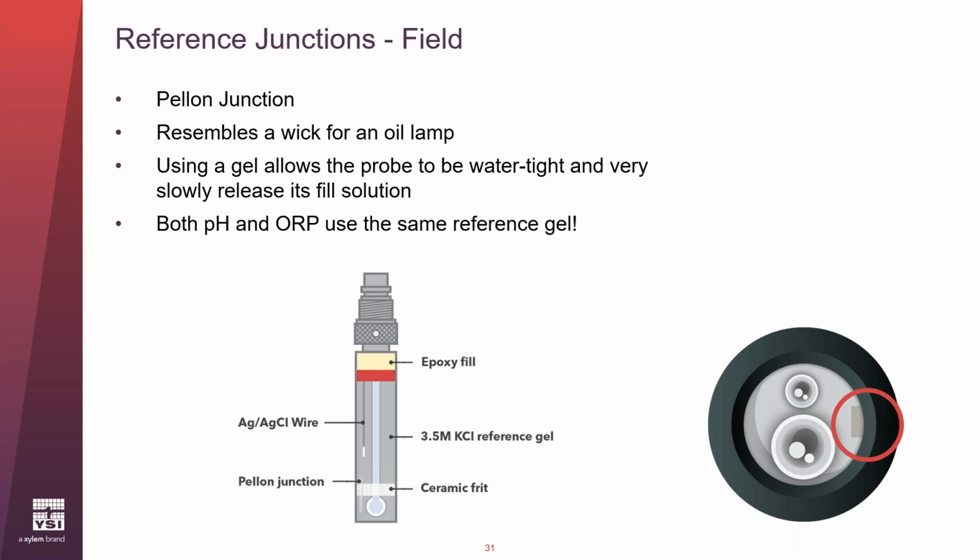Using a gel for long-term monitoring makes more sense because it does allow the probe to be watertight and very, very slowly release its fill solution. That will increase how long it can be out in the field. And both pH and ORP use the exact same reference reservoir if they're combination. You can see there the little circle here. It looks like a little wick sticking out. If you ever look at the bottom of one of your pH probes and you see a little piece of cloth, that's actually the junction.